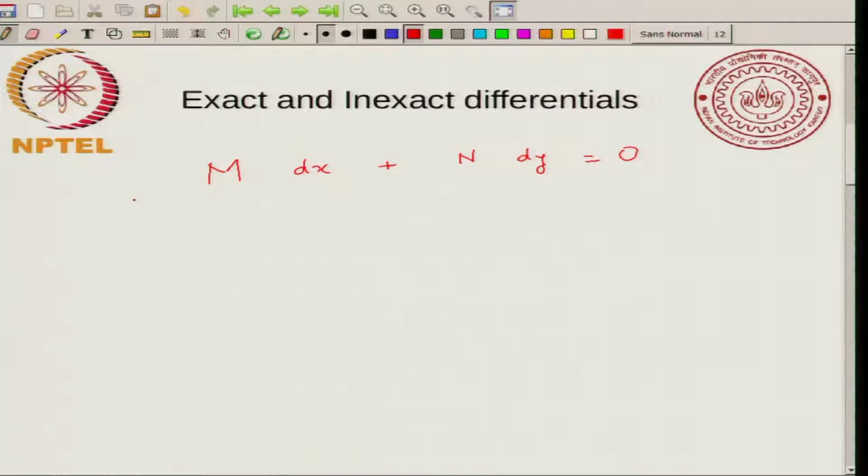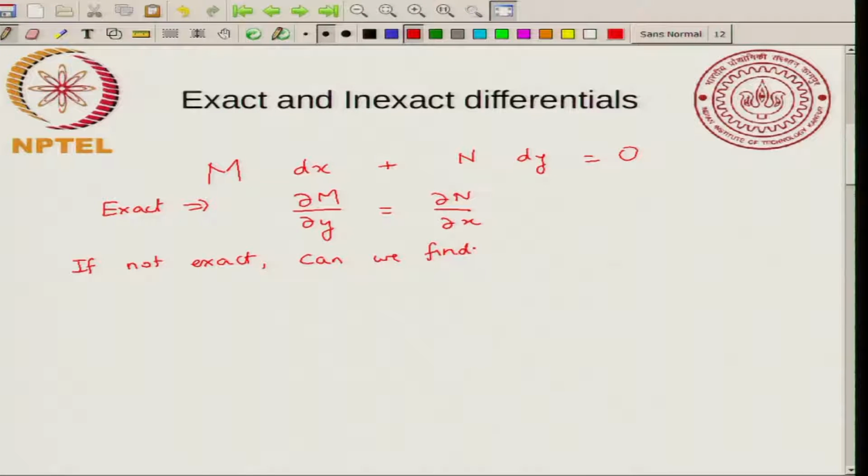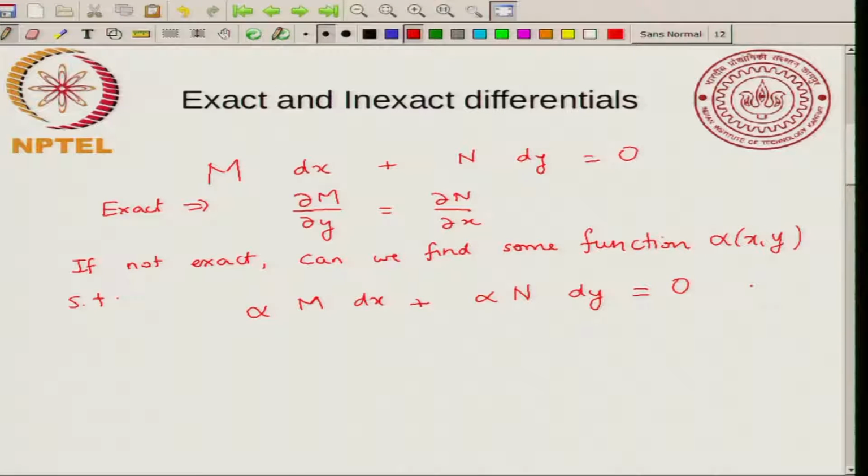And what we said is that an exact differential implies dou M by dou y equal to dou N by dou x. Then you say it is exact. If it is not exact, can we find some function alpha of x, y such that alpha times M dx plus alpha times N dy equal to 0 is an exact differential? So, what I mean is that the left hand side is an exact differential.